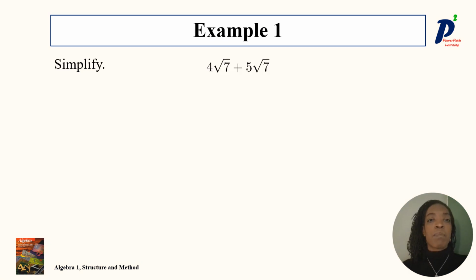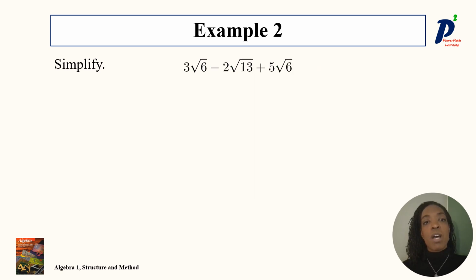Okay, so our first example is 4 radical 7 plus 5 radical 7. Now, this is pretty straightforward. We have a common factor of root 7, so we're just going to add our two coefficients, 4 and 5, to get 9 root 7, box it, and we are finished.